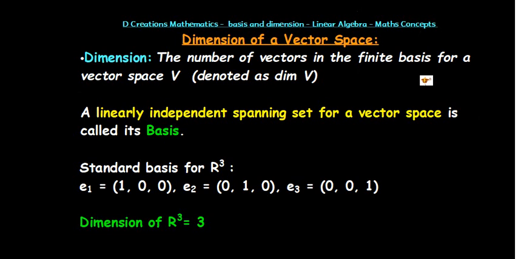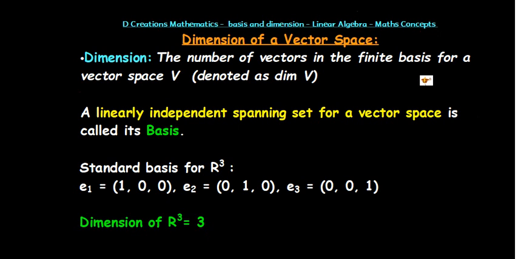Let us illustrate this further with an example. Consider the vector space R3, the 3-tuple. The standard basis for R3 is given by the vectors E1, E2 and E3, which are (1, 0, 0), (0, 1, 0), (0, 0, 1) respectively. So here in this case, what is the dimension? What is the number of vectors? 1, 2 and 3. So the dimension is 3.